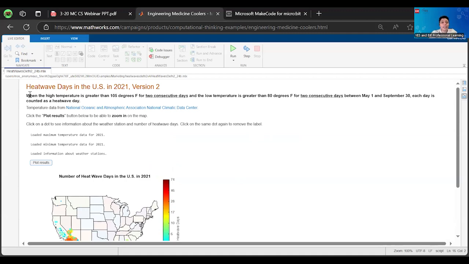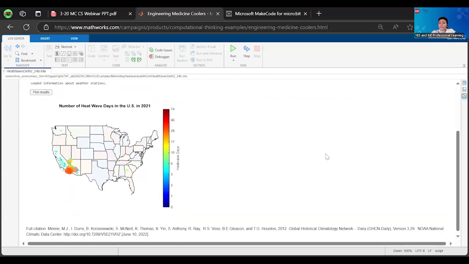So this one defined it as when the high temperature is greater than 105 degrees for 2 consecutive days, and the low temperature is greater than 80 degrees for 2 consecutive days between the same span, May 1st and September 30th. So what they start to notice is, okay, this might be a good definition if you live in Arizona or California, but we might be missing heat waves throughout the rest of the country that could have been important because our medicine cooler could have helped them during that time period.